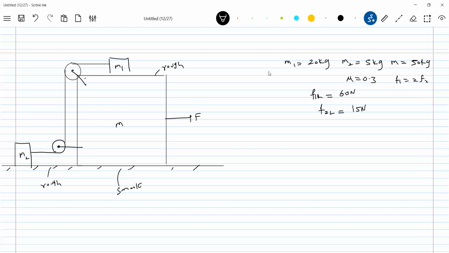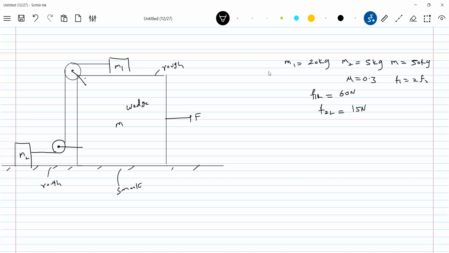So he's asking to find the value of F when F1 equals F2. So definitely, what assumption can we make? Like if F2L is 50 Newton, then what is F1L? F1 will be 30 Newton. So definitely we are going for a condition where M2 is about to slide, whereas M1 will not slip on the wedge. That's all, no?